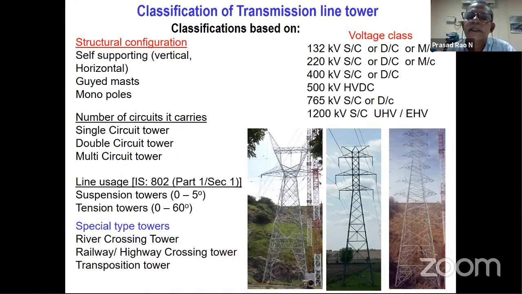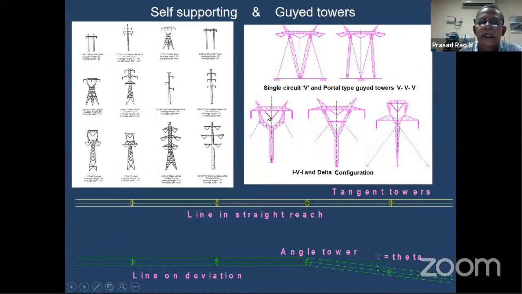So these are certain voltage classes, varying from 132 to 765. At present in India, we have 765 single circuit, double circuit, and 1200 kV trial run. They have erected it in the northern region, northern grid. So these are some of the configurations: self-supporting and guide towers. This is a guide tower, portal type, and this is a single mast IVA configuration. And why guide towers are preferred, I will tell you.